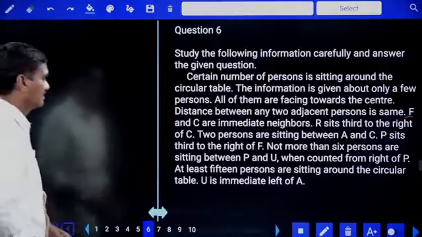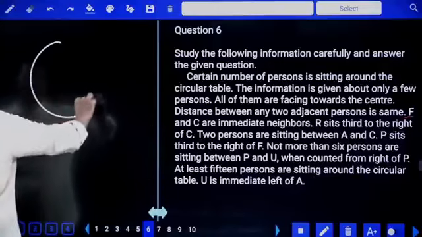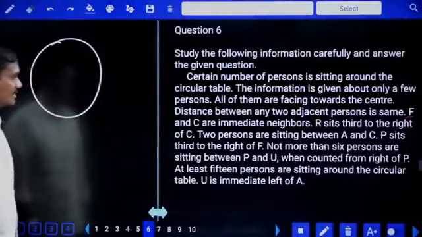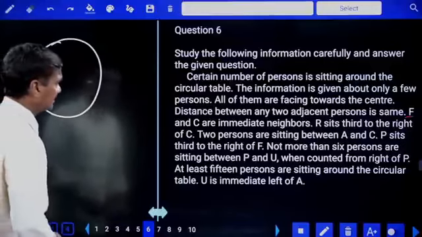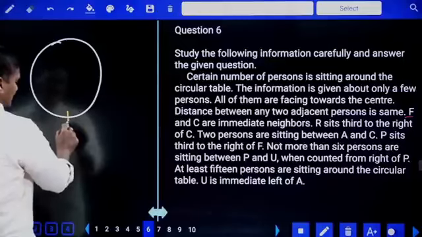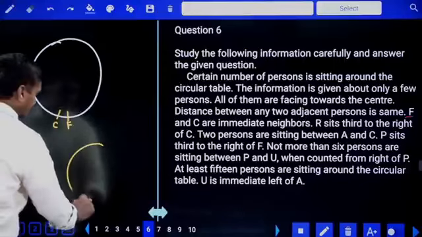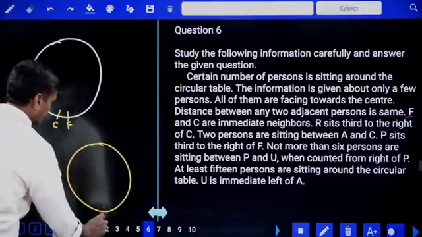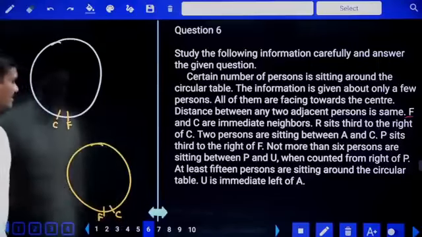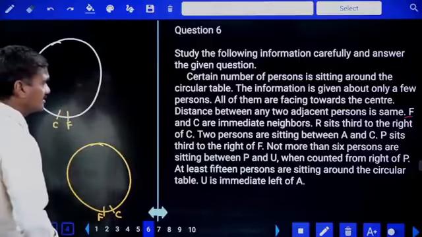Now, a certain number of persons seated around a circular table. Let us take this as a circular table. Then the first information is related to F and C, who are immediate neighbors. If F is here, F and C are immediate neighbors, then C can be either to the left hand side of F or to the right hand side. So how many possibilities do we have? Two different possibilities. If F is here, then C is to the immediate right hand side, or C is to the immediate left of F. And R sits third to the right of C.